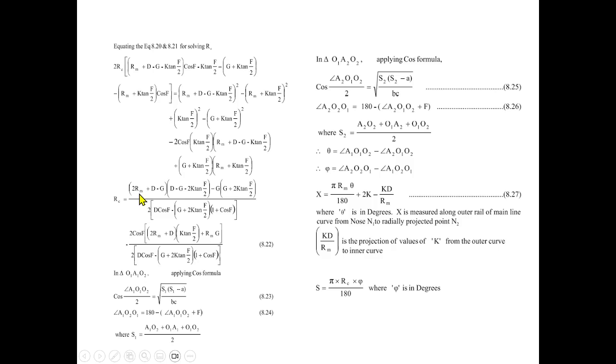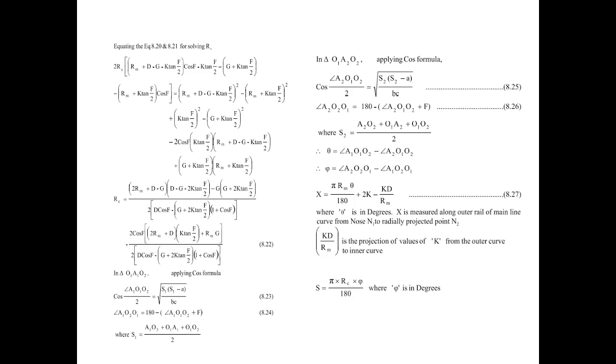Here of course RM, the main line radius, we know, and D is the distance between the curved parallel tracks. That's also known. And G is the gauge, broad gauge, 1.676 meter we take. And K, of course, we have the value from standard dimensions AB. The B is split into M and K. That K value is K. So we can take it from the table of standard dimensions of each point.